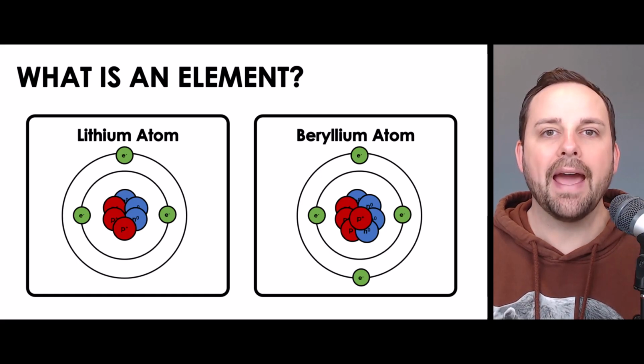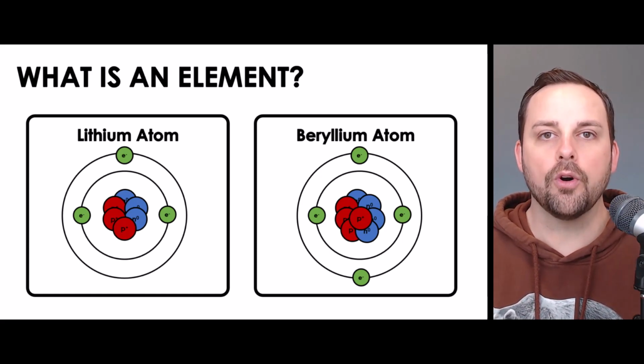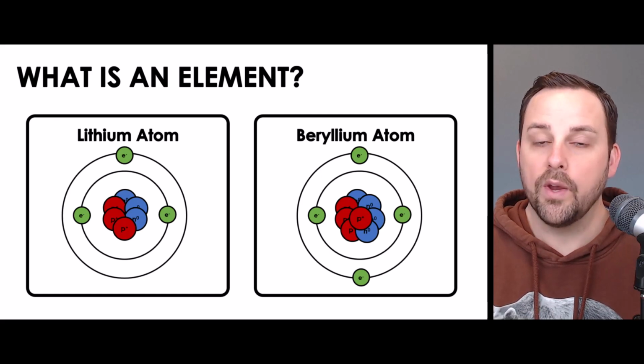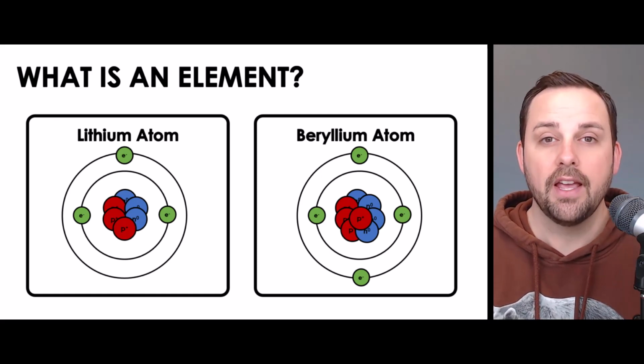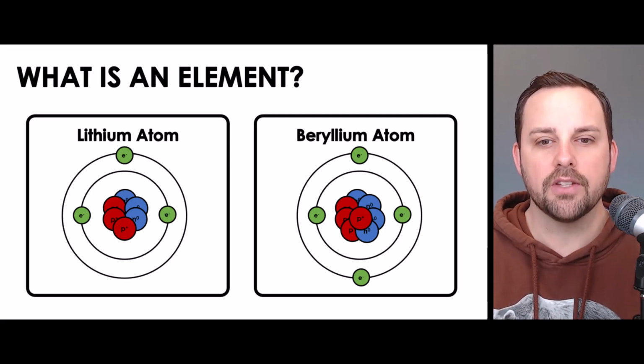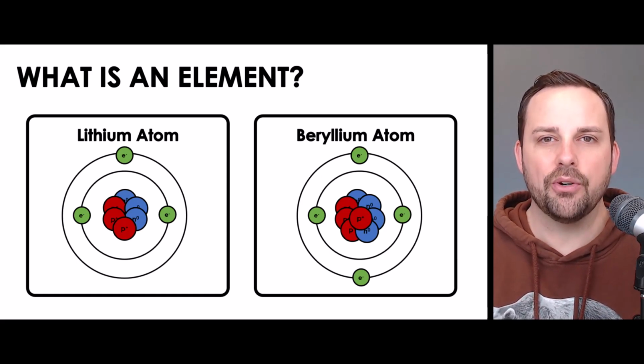A beryllium atom always has 4 protons in the nucleus. We could change the number of neutrons and we can change the number of electrons, but in order for us to draw a beryllium atom, we have to know that it has 4 protons in the nucleus.